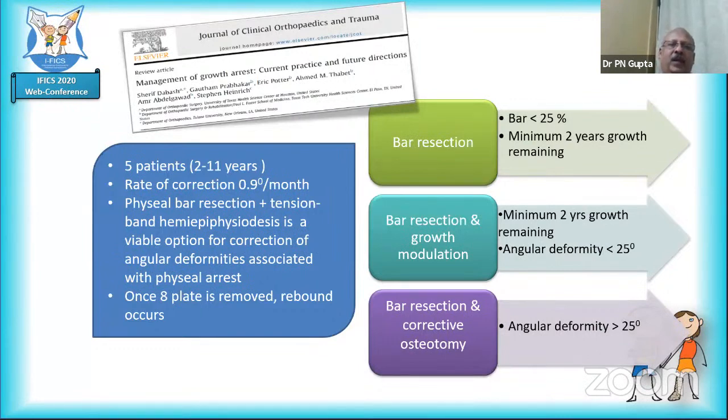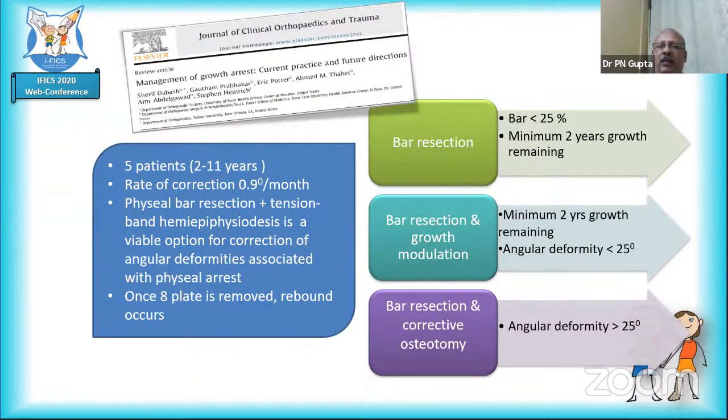So this was an article from Journal of Clinical Orthopaedics and Trauma, which says that they have a very small series of 5 cases. The rate of correction is around 0.9 degrees per month. Physeal bar resection plus tension band hemiepiphysiodesis is a good option for correction of angular deformities with physeal bars. And once the 8-plate is removed, rebound occurs. Where to go in for a bar resection? Usually the best results are with a bar of less than 25% of the total area of the growth plate.